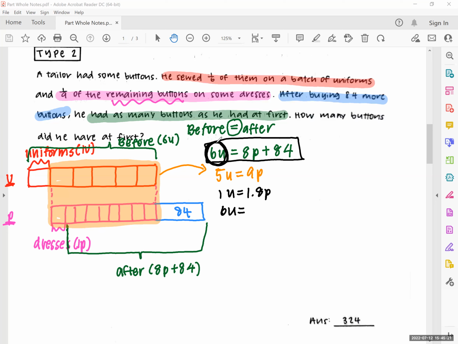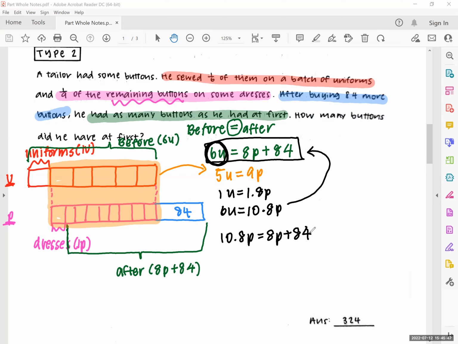Because I want everybody to be parts. So 6 units actually is how many parts? 1.8 times 6. Yes, 10.8 parts. Now, after we get these 10.8 parts, we put it back inside here, right? So we say bye-bye, 6 units will become 10.8 parts equal to 8 parts plus 84.